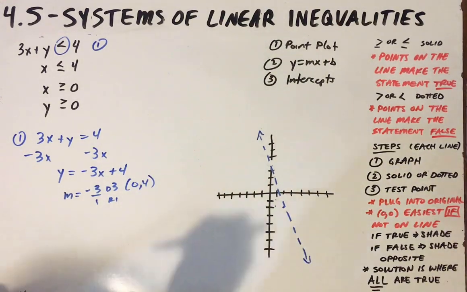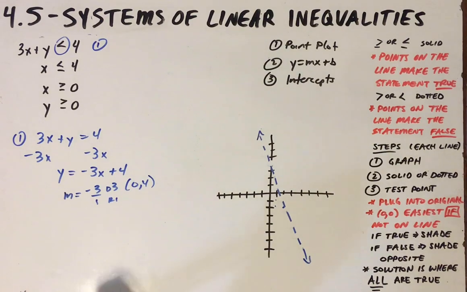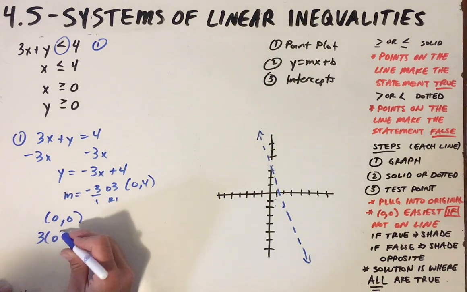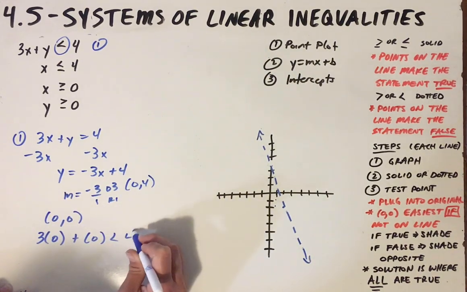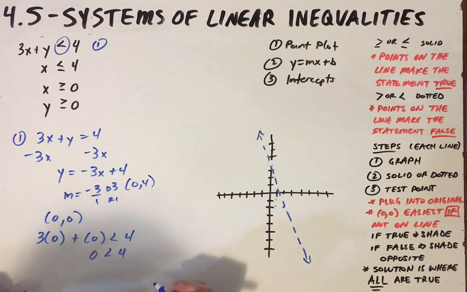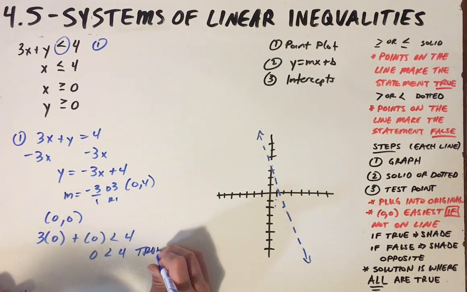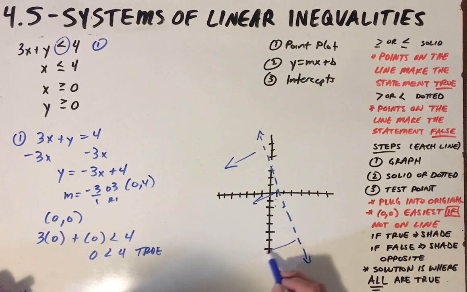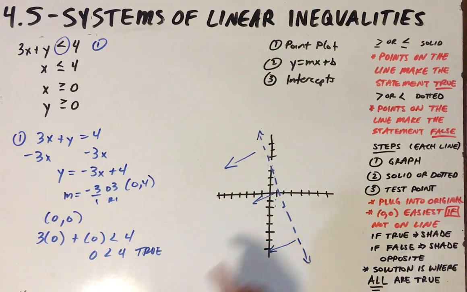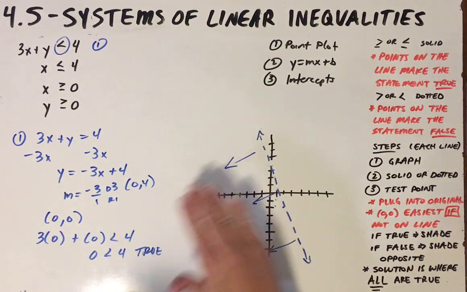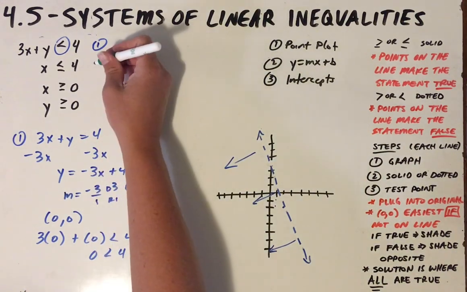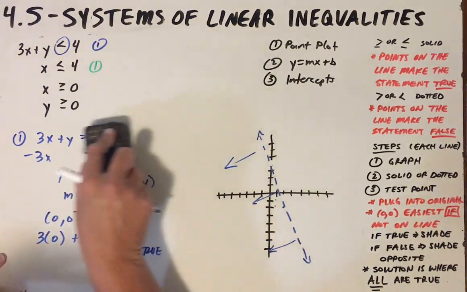Test point for this line, (0, 0) is not on it, so I'm going to plug (0, 0) into this line. I'm going to do 3 times 0 plus 0 is less than 4. 0 is less than 4. Well, yes, it is. So I will be shading everything on this side of the blue line. Because (0, 0) is on this side, everything on this side would make the original inequality true.